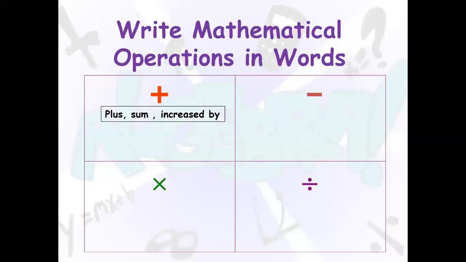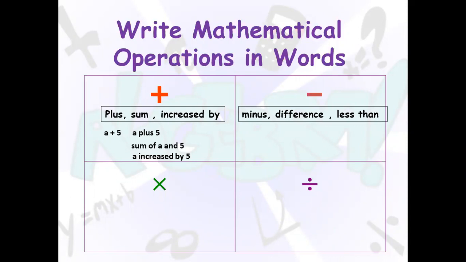For plus, we can use the word plus, sum, or increased by. We already discussed the details in the video yesterday. So if you have not watched it or do not understand, you can go and watch the previous video or click on the icon above to watch the video. For minus, we use the word minus, difference, or less than. For an expression, you can use either of these ways. For adding and subtracting, there are numerous ways, but I have just given you the basic ones here. So you can use any of those correct ways to write them in words.